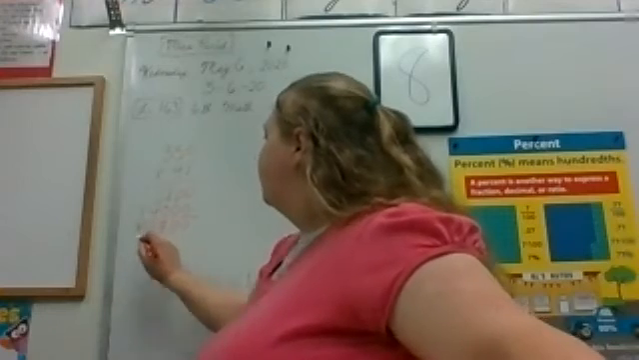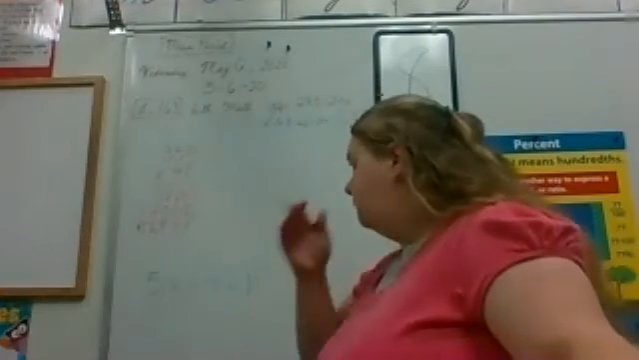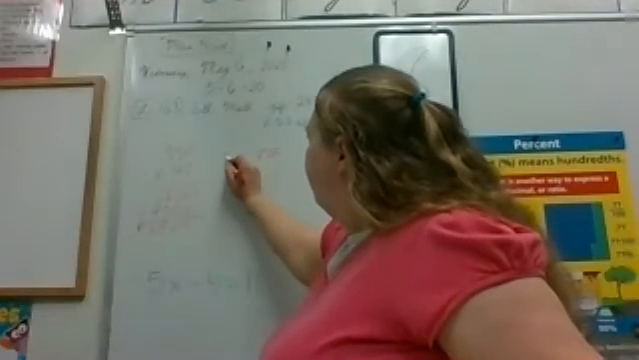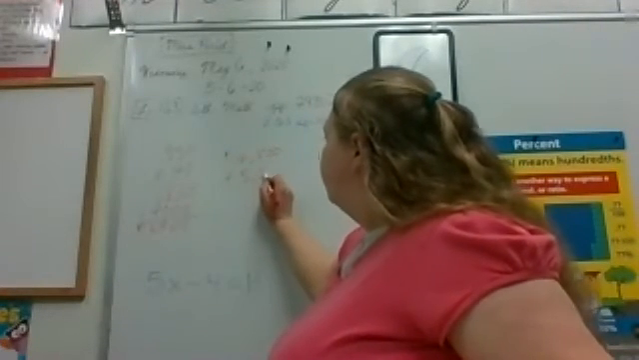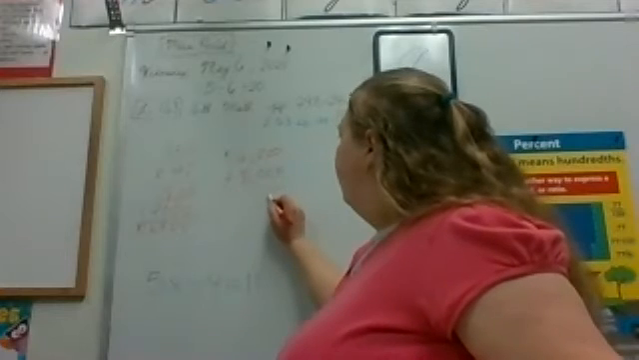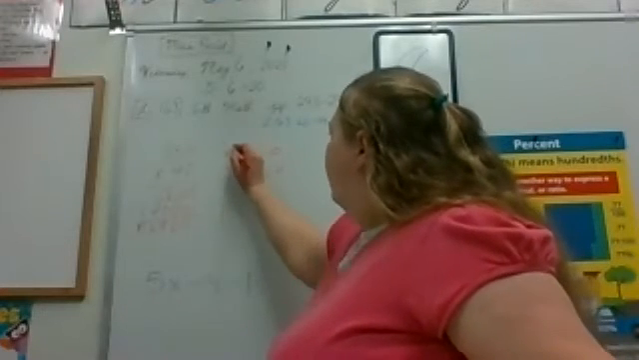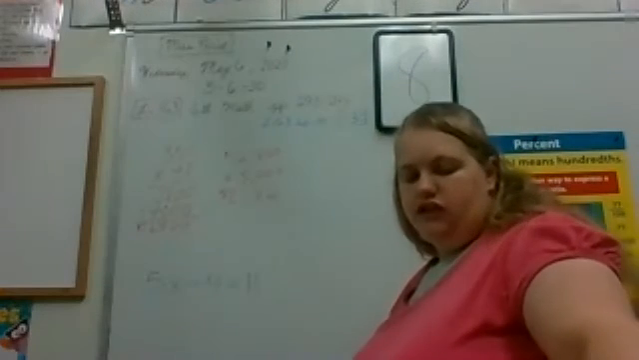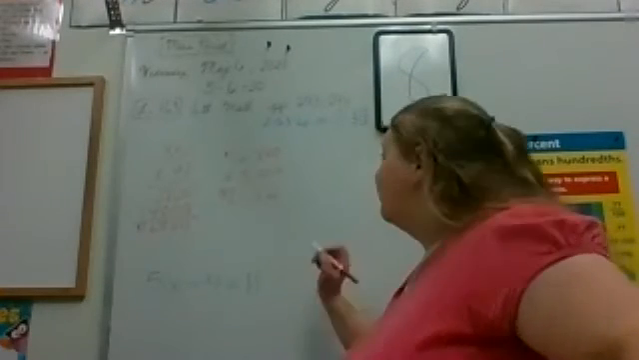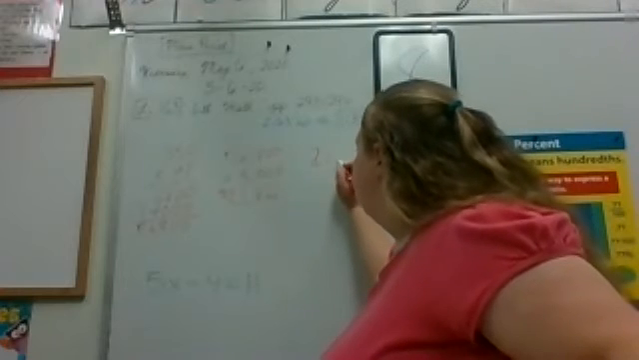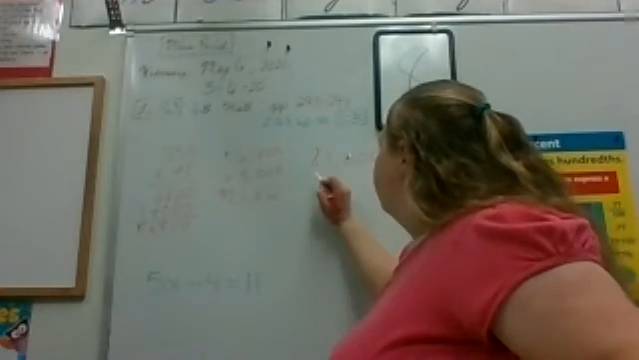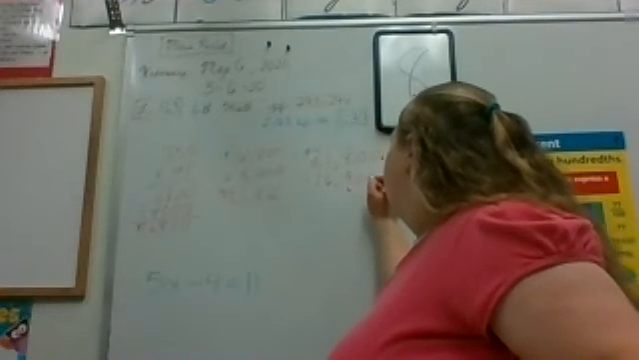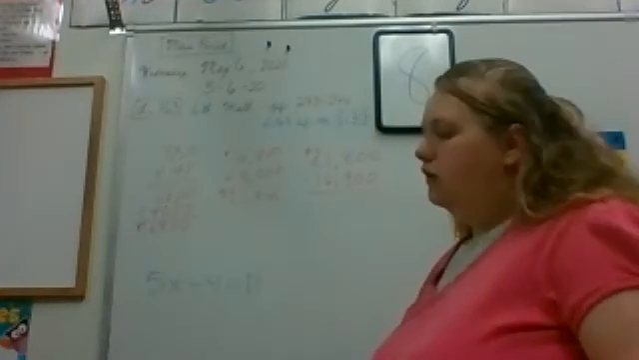Got 16,800, okay? We need to add 16,800 plus 5,000 because he put that down first, right? 21,800. How much was the car to begin with? 16,900. So we're going to take 21,800 and subtract 16,900. Okay.